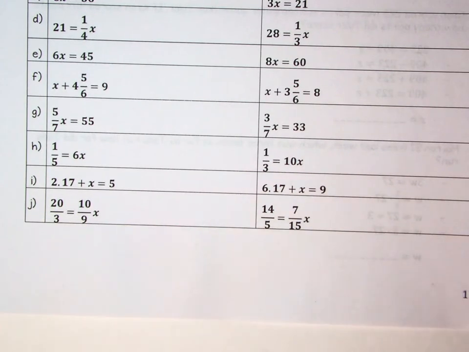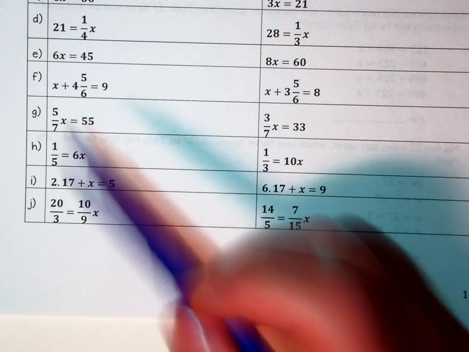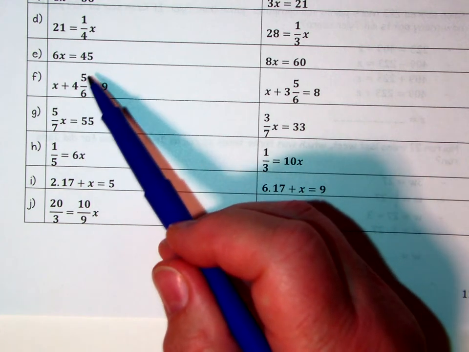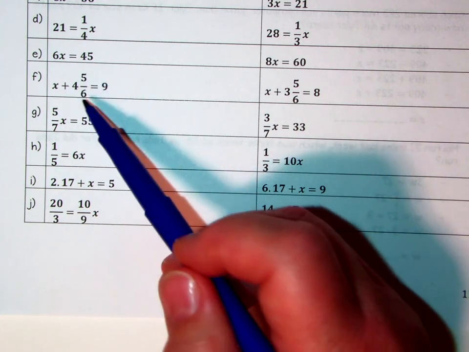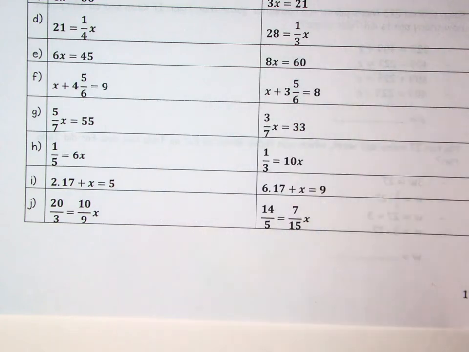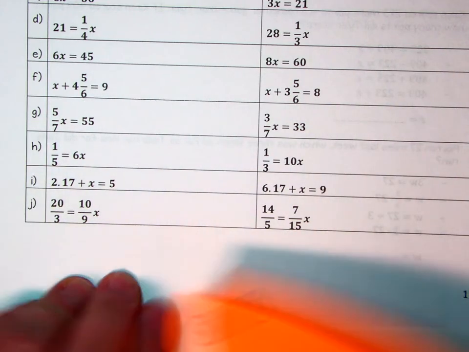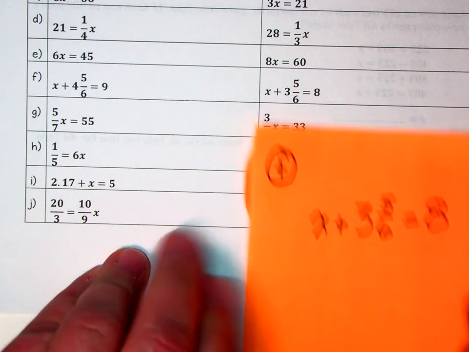This one is going to require you to subtract a mixed number. But think about what we did in the warm-up. You could do this mentally by first subtracting the 4 and then subtracting the 5/6. Anyhow, go ahead and try that problem and submit your answer, and I will do mine.